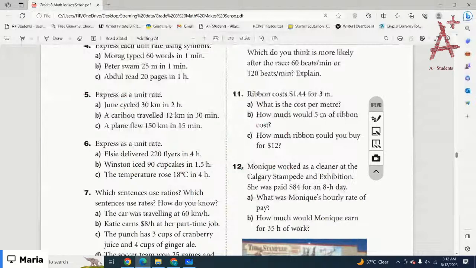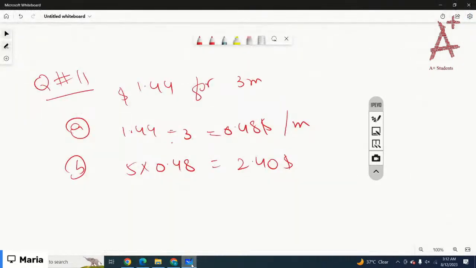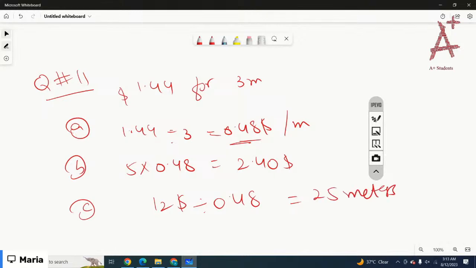Okay, the next one is how much ribbon could you buy for $12? Now you're given the amount that is $12, right? You need to see for $12 how much. So you have the cost of 1 meter. The 1 meter is 0.48. So just divide 12 by 0.48, and you will get 25 meters. If you have $12, you will get 25 meters of the ribbon, right? Okay.